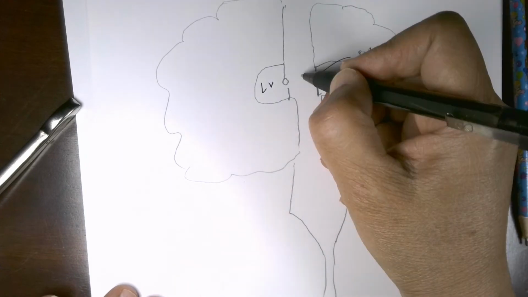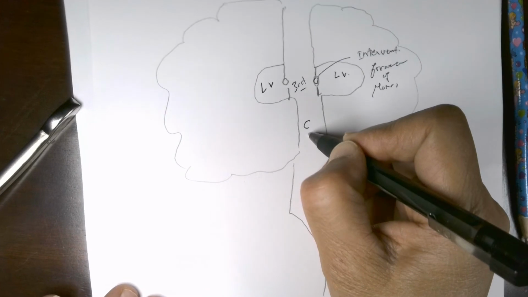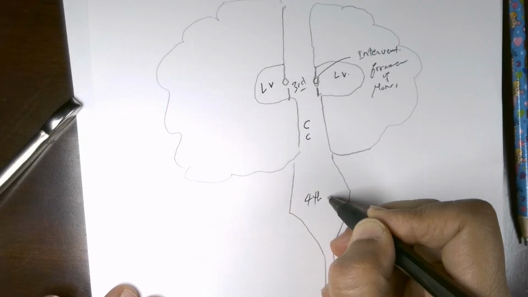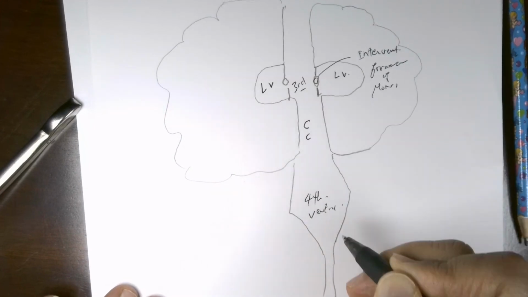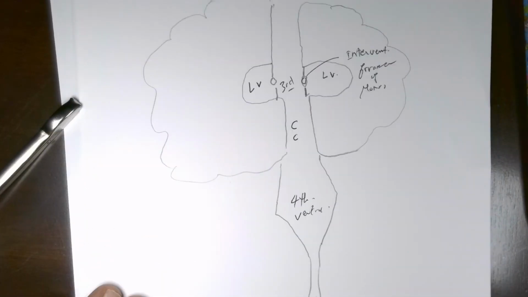Then this is the third ventricle. This is the central canal. This is the fourth ventricle. This is the central canal of the spinal cord. Okay.